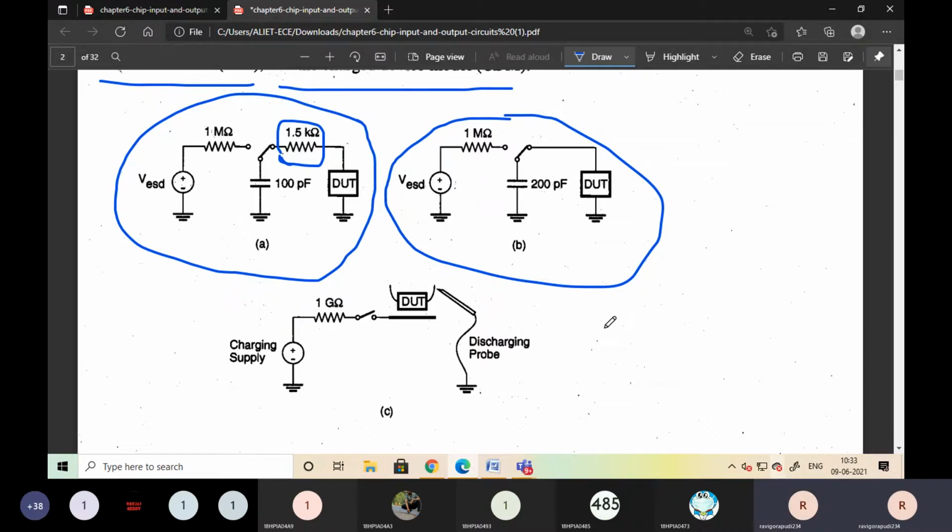ESD protection is the first topic. Second topic is input circuits. Third topic is output circuits. Fourth is clock generation. That is the fourth chapter.